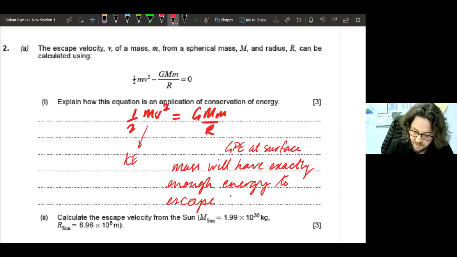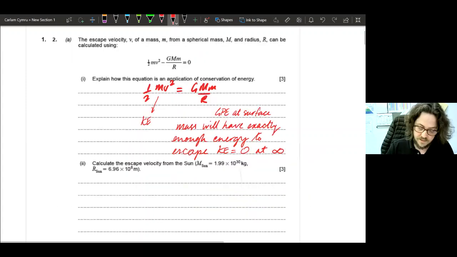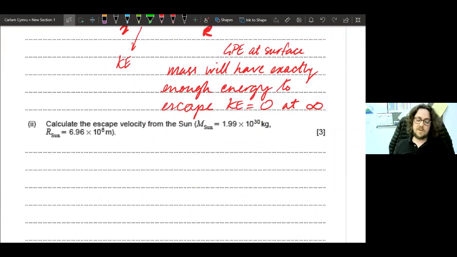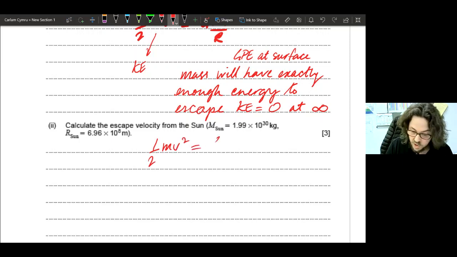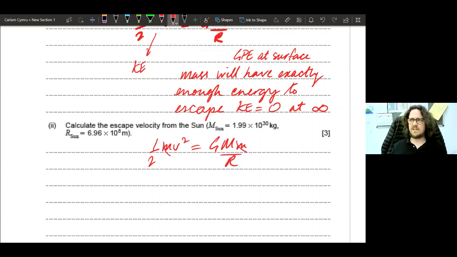Maybe I'll just add on the end there, Ke would equal zero at infinity. Nice. Calculate the escape velocity from the sun then, given that data. Well, we can just use that formula here. We can say half mv squared is equal to GMm over r. Now, the little m's cancel. So that's the mass of the object.